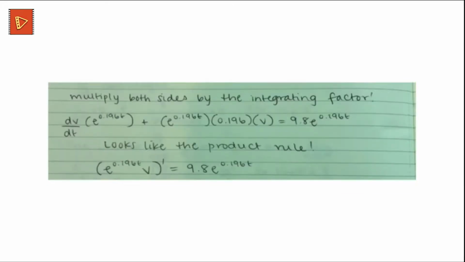So next, you multiply both sides by the integrating factor, which again is e to the power of 0.196t. And that looks like the answer to the product rule. So with that information, we can now simplify the equation to make it the derivative of e to the power of 0.196t times v is equal to 9.8 times e to the power of 0.196t.